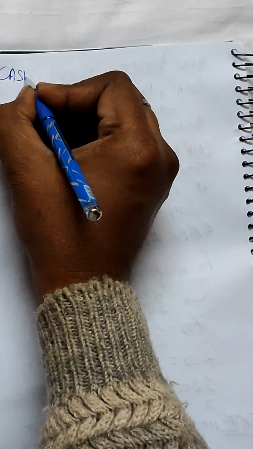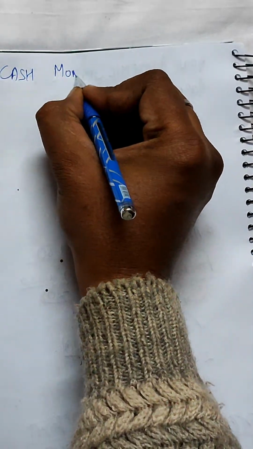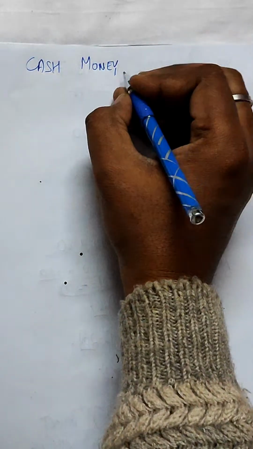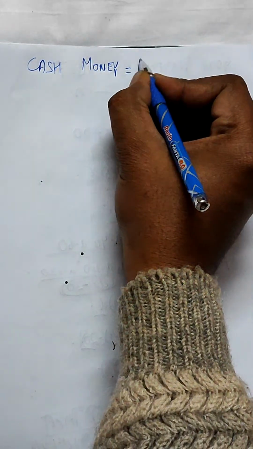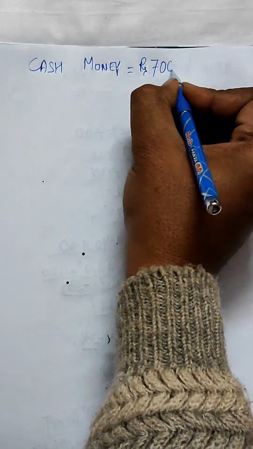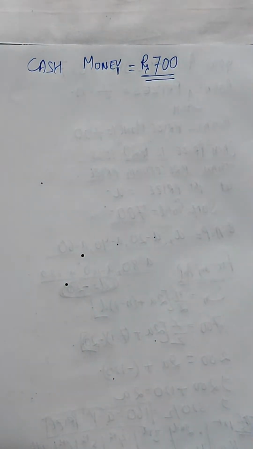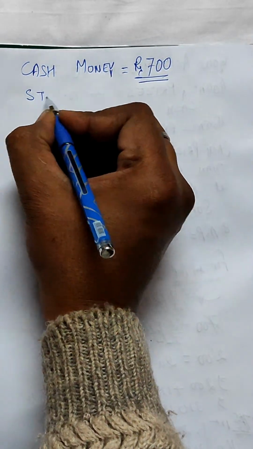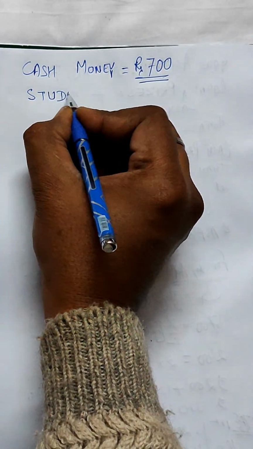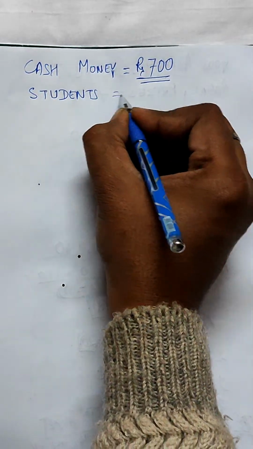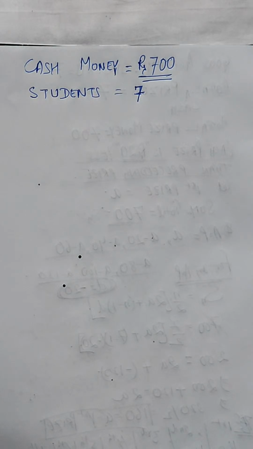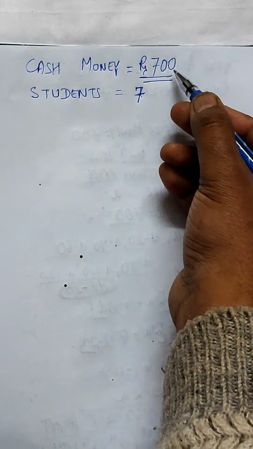So the total cash money which is available to be given as prize is rupees 700. This is the amount given to you. Now, how many students with a good academic performance? Students are 7, right? Students are 7, cash money is 700.